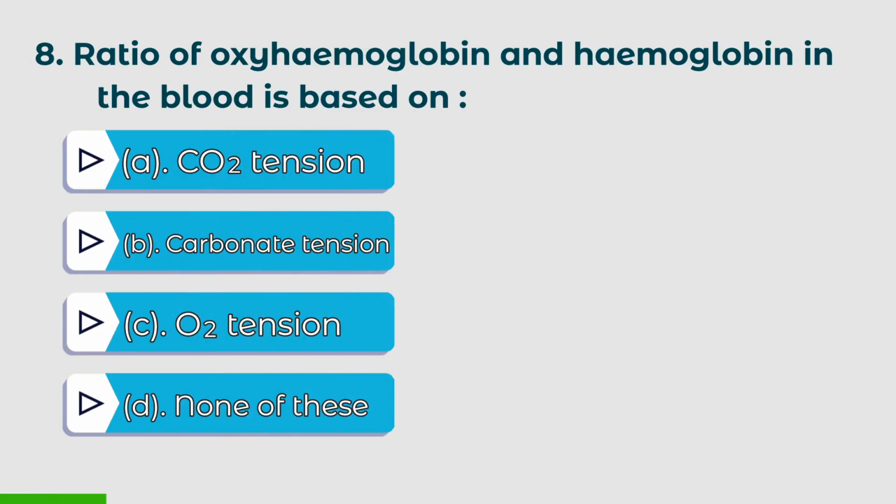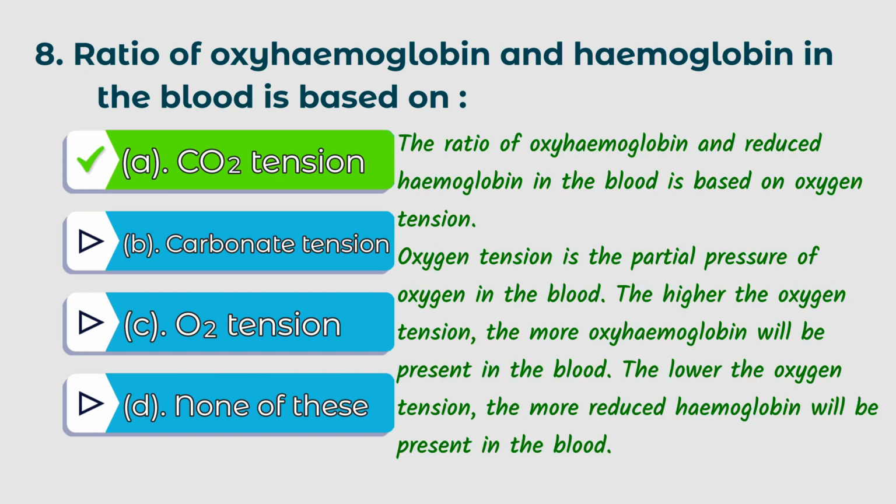8th question. Ratio of oxyhemoglobin and hemoglobin in the blood is based on options: A. CO2 tension, B. Carbonate tension, C. O2 tension, D. None of these. The right answer is C. O2 tension. The ratio of oxyhemoglobin and reduced hemoglobin in the blood is based on oxygen tension.